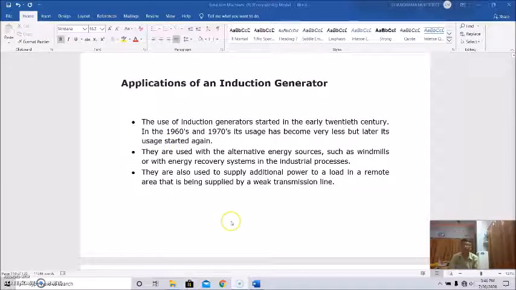Applications: the use of induction generators started in the early 20th century. In the 1960s and 1970s, their use became very limited, but later their use started again. They are used with alternative energy sources such as windmills, or with energy recovery systems in industrial processes. They are also used to supply additional power to a load in a remote area that is being supplied by a weak transmission line.